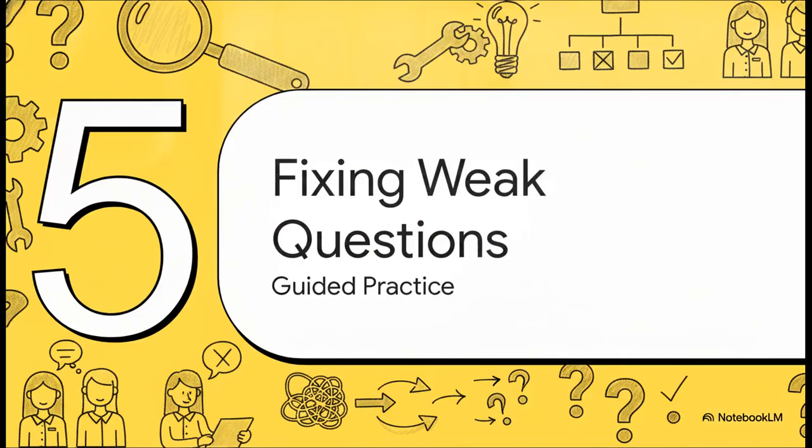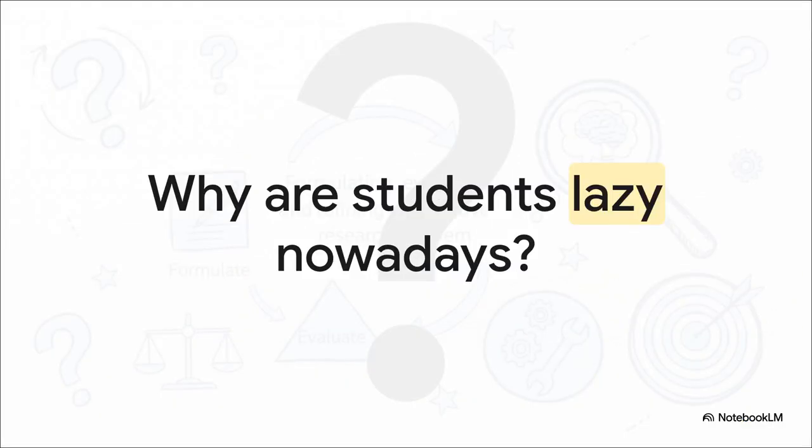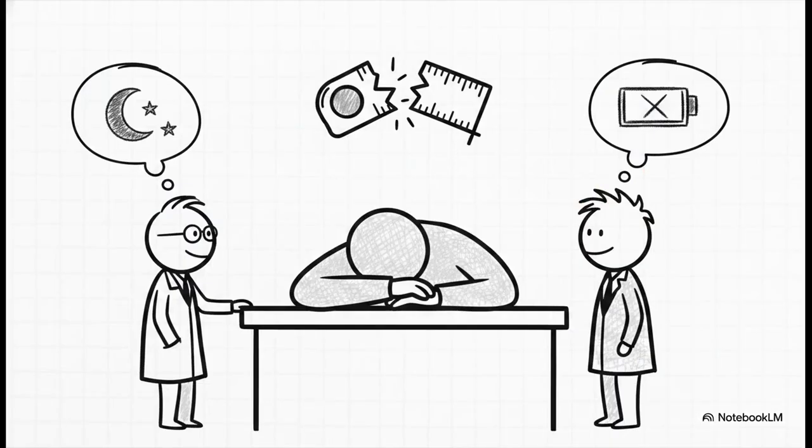Okay, Section 5, fixing weak questions, guided practice. Let's put you in the researcher's shoes for a second and fix some broken ideas. Take this question. Why are students lazy nowadays? Run that through our 8-trait filter in your head for a second. How does it hold up? Yeah, it desperately needs improvement. I mean, a word like lazy is completely subjective. It's biased, and it's practically impossible to measure systematically, right? What one person calls lazy, someone else might call burnt out or just understimulated. Because the variables are completely undefined here, it just utterly fails the clear and researchable tests. You just can't build a scientific study on an opinion.